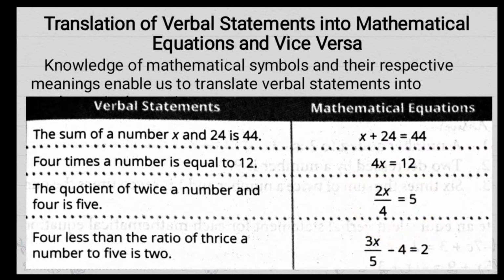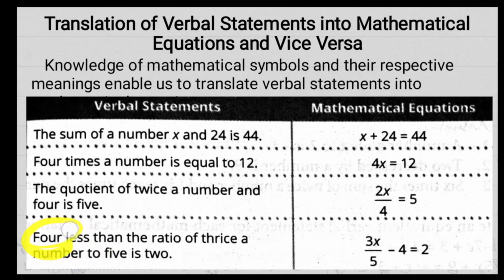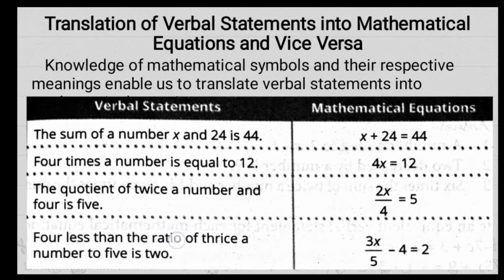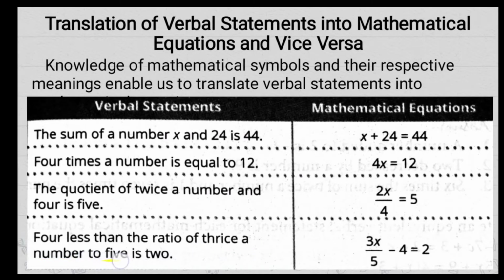Next, 4 less than the ratio of thrice a number to 5 is 2. So 4 less than means this 4 will be interchanged to this value, the ratio of thrice a number to 5. Okay? The ratio of thrice a number means you have to divide thrice a number by 5. So thrice a number, that is 3x, divided by 5 because of this word ratio.